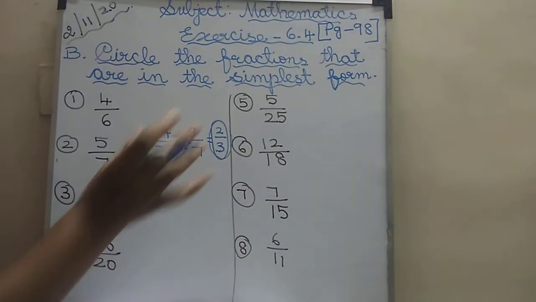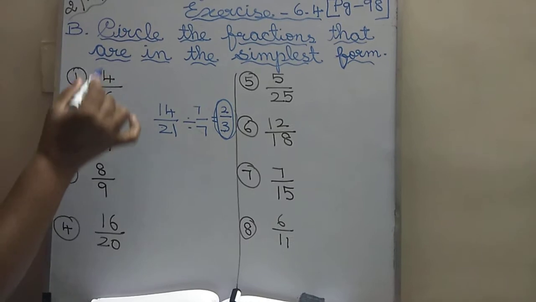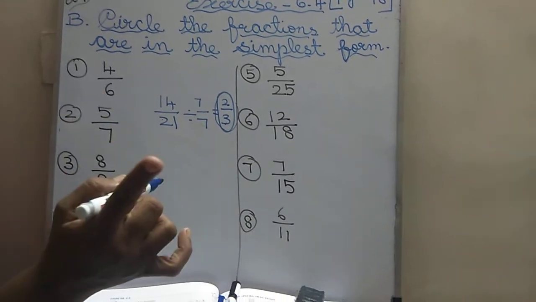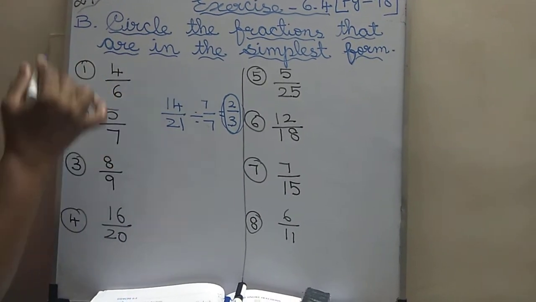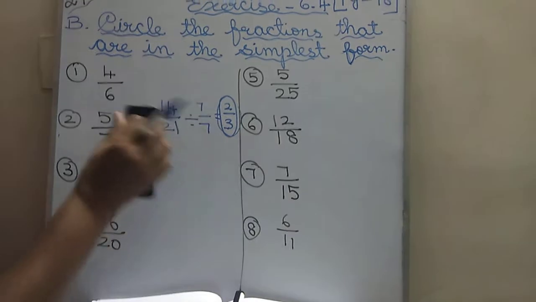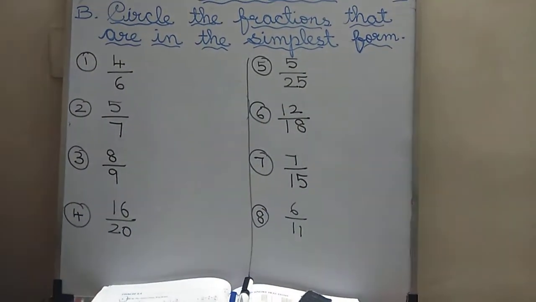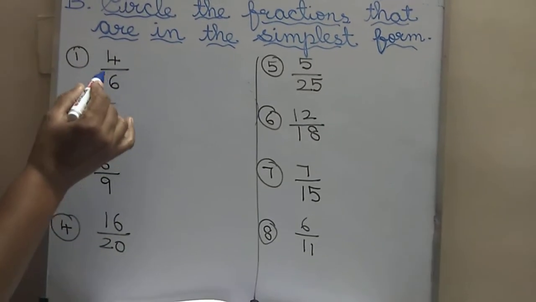They have given some sums. What we have to do is find out which is the simplest form and circle it. Understood, children? We have to find out the simplest forms and circle them. See the first one. The first one is 4 by 6.